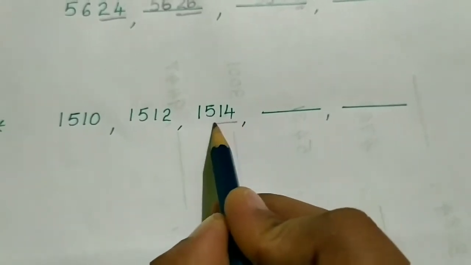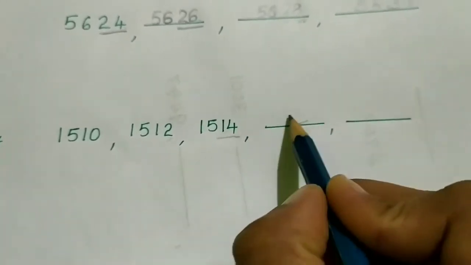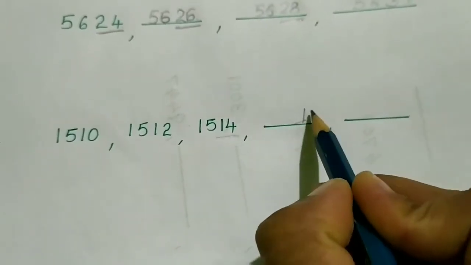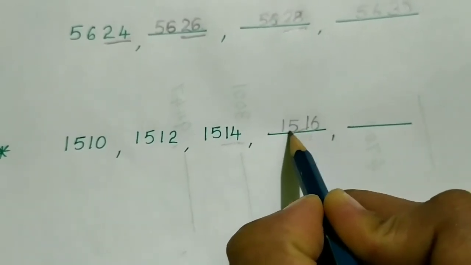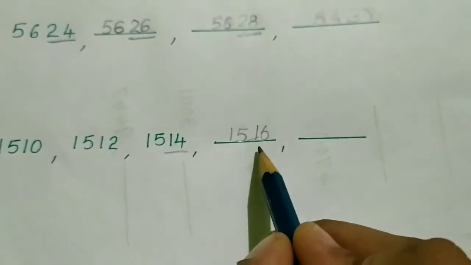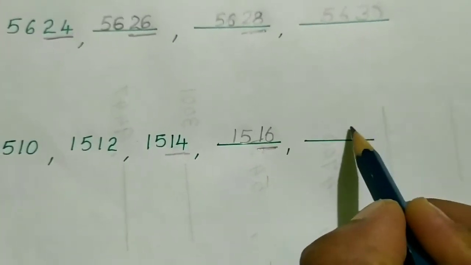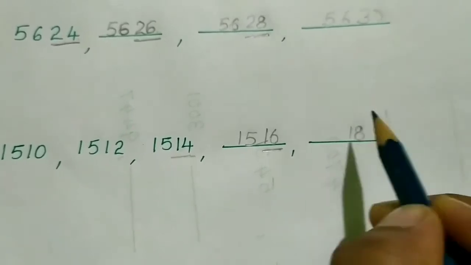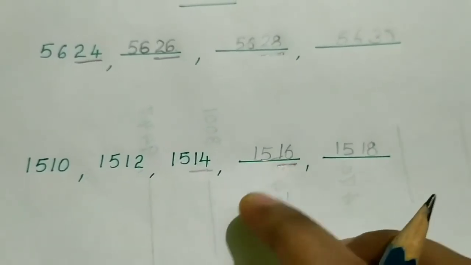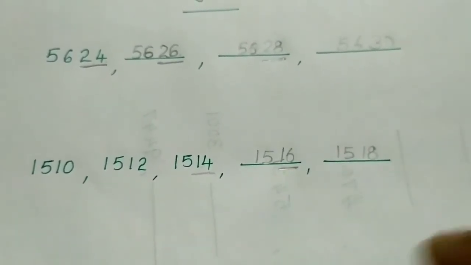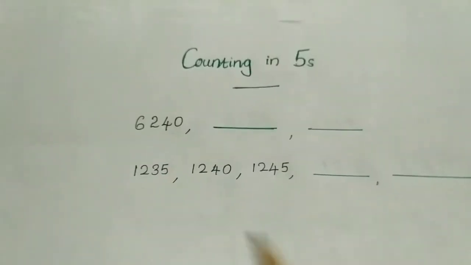Consider the last two digits. Here is 14. Add 2 with this number. So 14 plus 2, 16. Here 1, 5. Then next number, add 2 with this number. 16 plus 2, 18. The other two digits remain the same, 1, 5. So we will get the numbers 1516 and 1518.